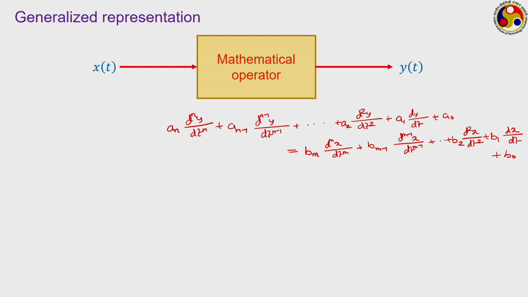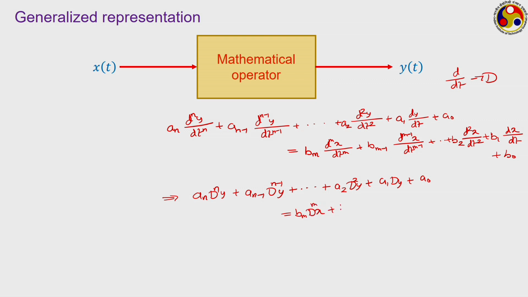of the system. Quite often we find it more convenient to represent or to replace this d/dt operator as another operand, capital D. If we introduce this capital D, we can write this one as a_n d^n y plus a_(n-1) d^(n-1) y, up to a2 d2 y plus a1 dy plus a naught, is equal to b_m d^m x plus b_(m-1) d^(m-1) x, up to plus b2 d2x plus b1 dx plus b naught.